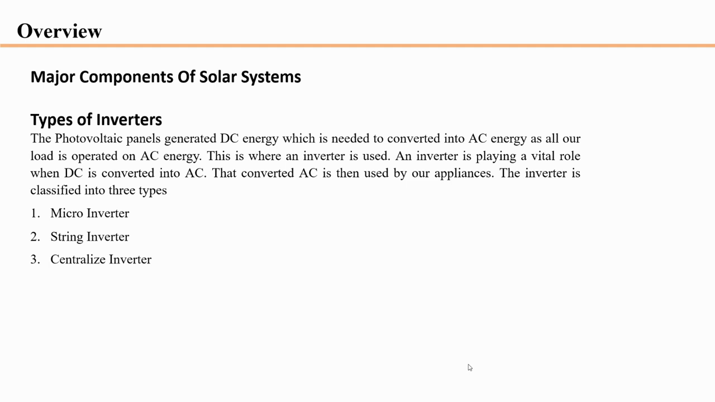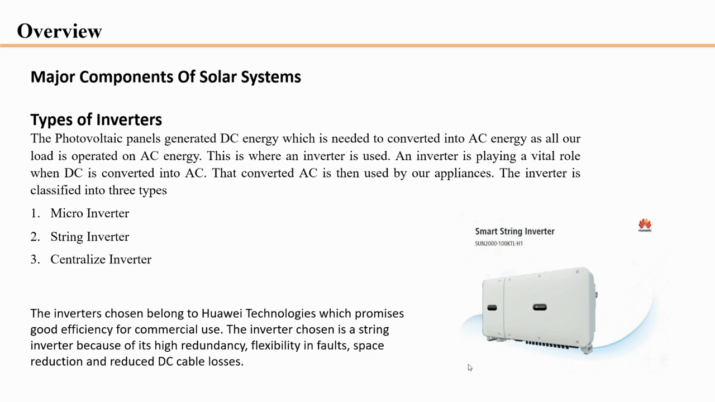The inverter is a major important part of the solar system. The photovoltaic panel generates DC energy, which is converted into AC energy, as all our load is operated on AC energy, and this is where an inverter is used. Inverters play a vital role when DC is converted into AC. The converted AC is then used by our appliances.